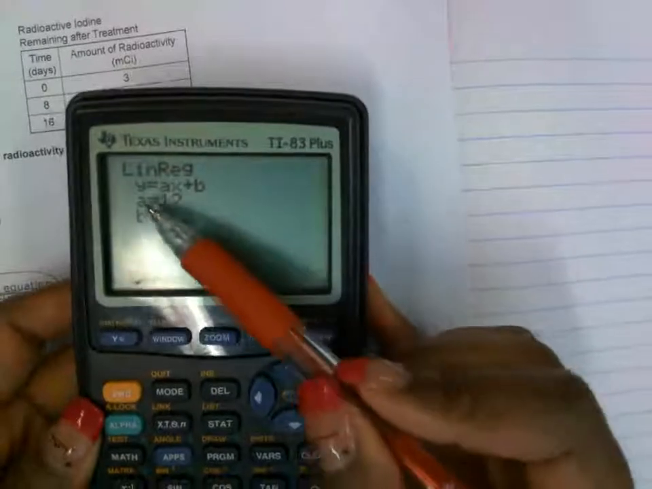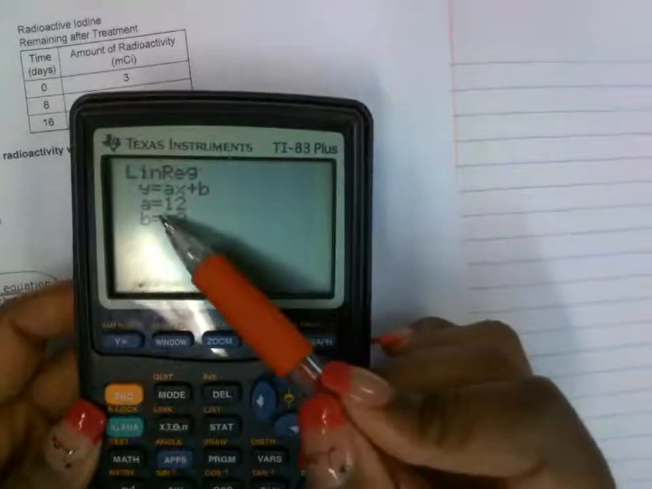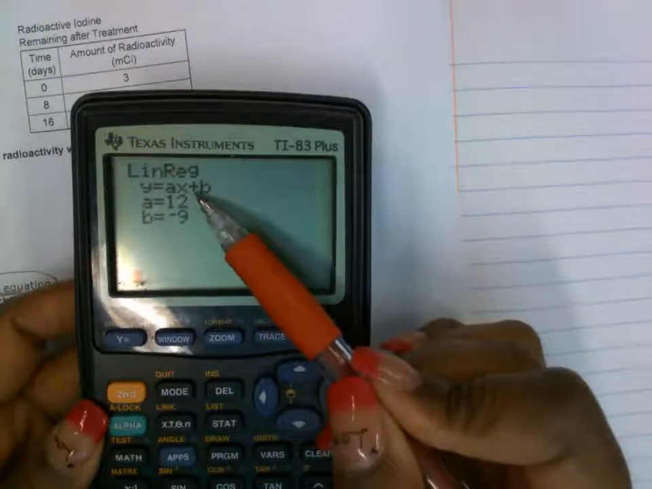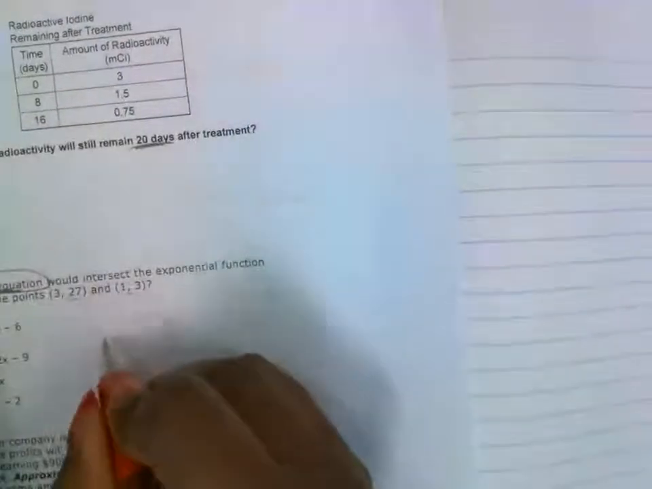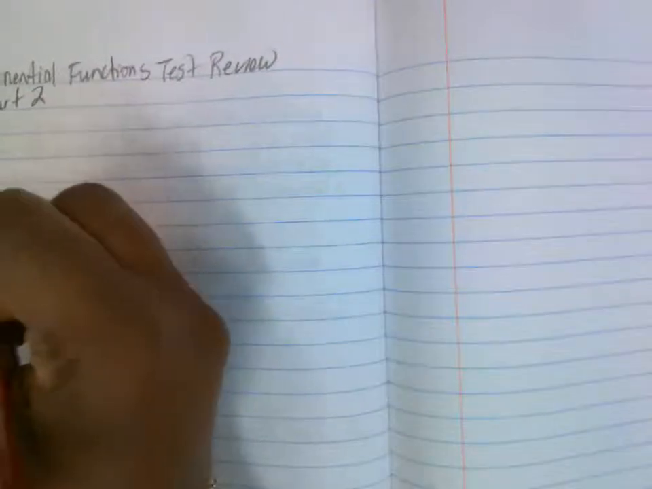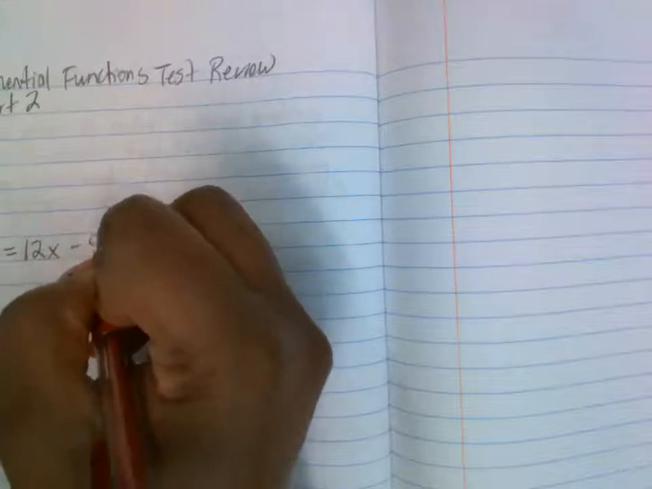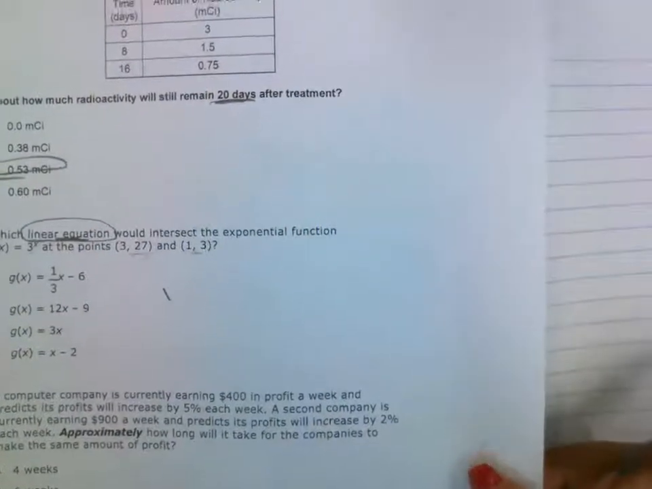So this is the equation. Y is equal to, excuse me, mx plus b. So that's y is equal to 12x minus 9. So for number 14, y is equal to 12x minus 9. And the letter for that is B.